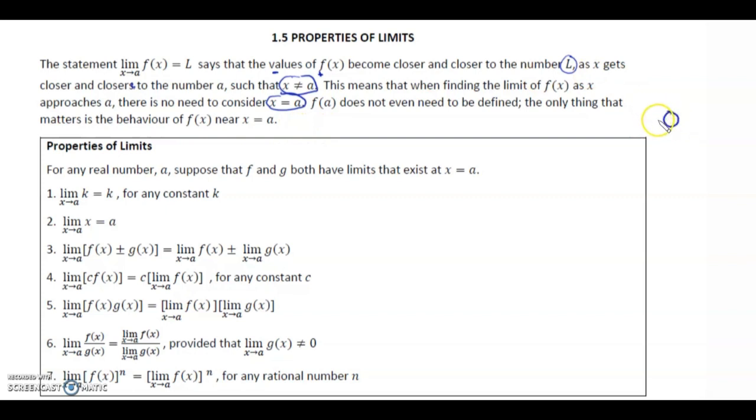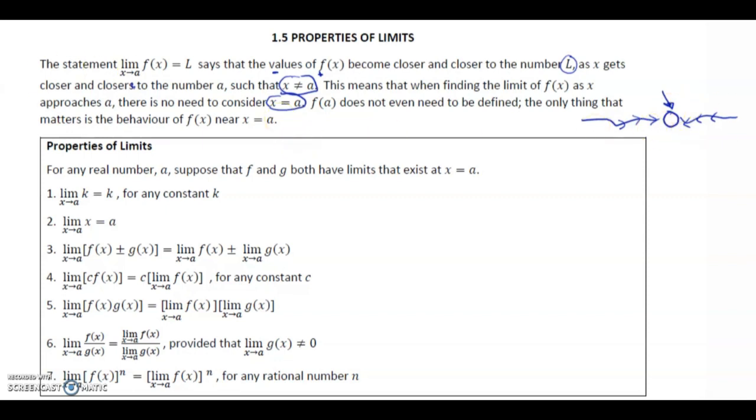So we could have a hole, we can be coming from the left, coming from the right, going into that hole, and it doesn't matter that that hole is not filled in. We only care what is happening approaching that point from the left and the right. Is it approaching the same number?